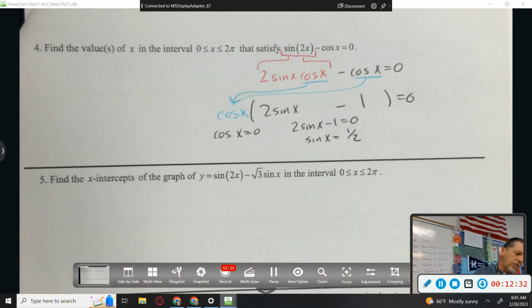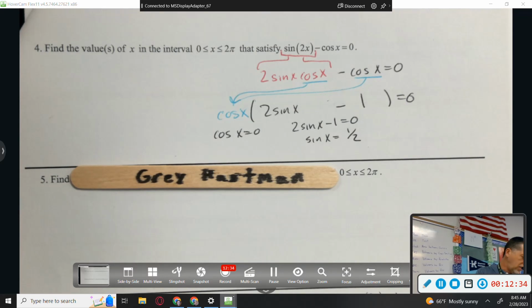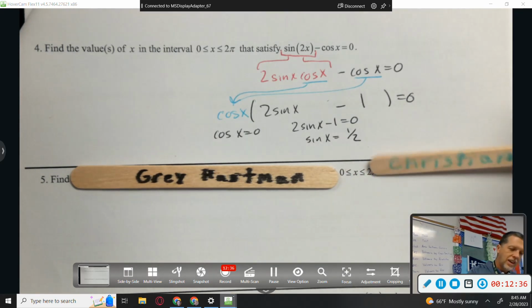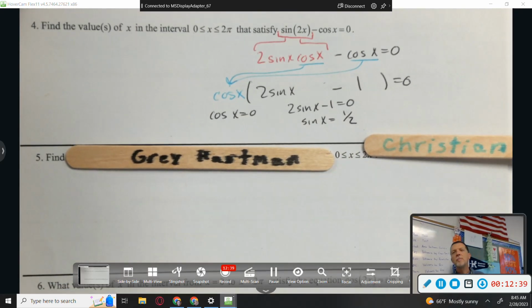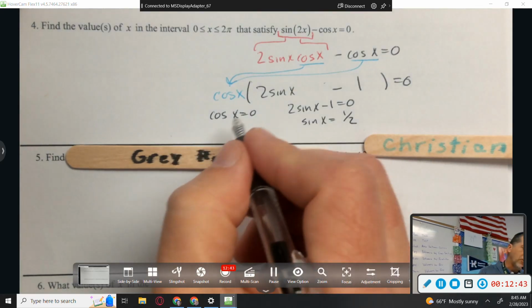Okay, well these are just unit circle things, and so this is like easy peasy at this point. Right, Gray? Where's the cosine equal to 1/2? Or excuse me, where's the cosine equal to 0?